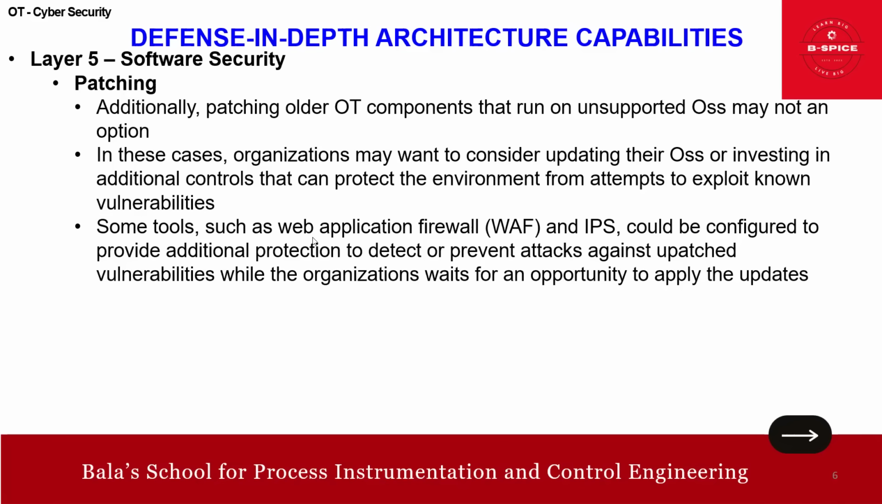Some tools such as a Web Application Firewall, WAF, and IPS, Intrusion Prevention System, could be configured to provide additional protection to detect or prevent attacks against unpatched vulnerabilities while the organization waits for an opportunity to apply the updates. I hope you got this point, right? Some tools such as a web application firewall and IPS can be configured to provide additional protection when we are waiting for an opportunity to apply the updates.